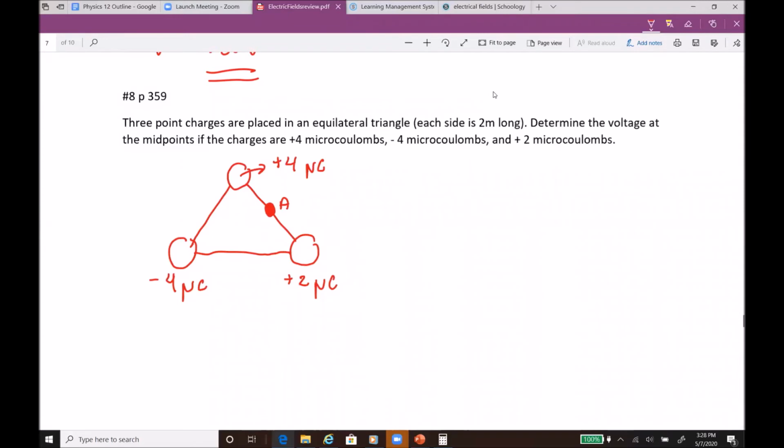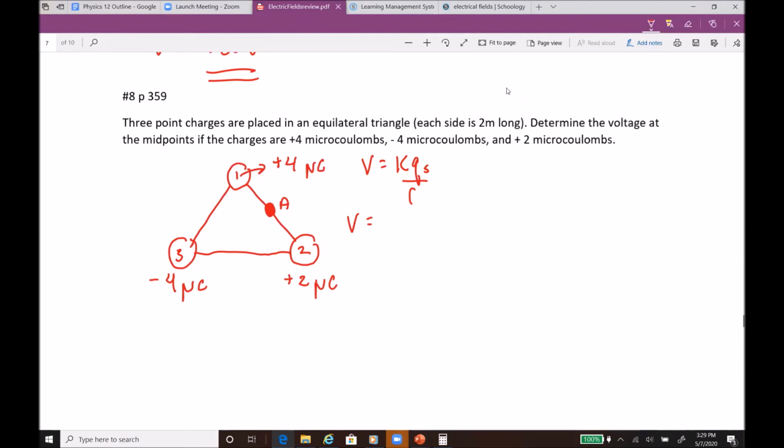So we know the voltage can be calculated as kQ_source over r. To find the voltage at point A, we add up the voltages from the different point sources: call this one 1, this one 2, and this one 3. If we add that all up, we can determine the voltage at point A. Voltage is a scalar quantity, so you don't need to worry about directions, but the sign is obviously important. So we are just going to add up all the voltages.